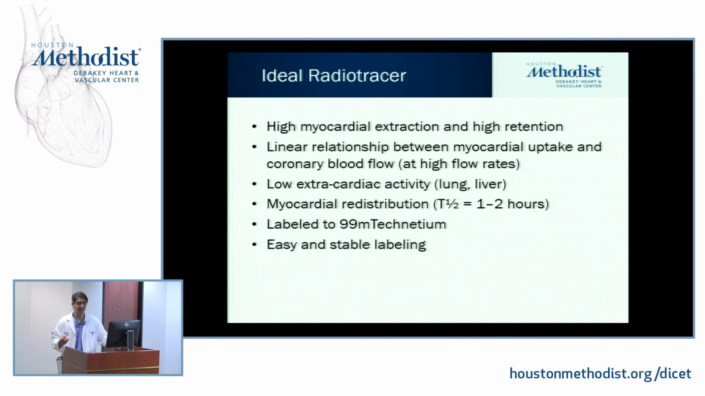We need a radiotracer. What's an ideal radiotracer? It has to track flow in proportion to blood flow, and it also has to be extracted by the heart in large amounts. So an ideal agent will do those two things. It'll also have low extracardiac activity. You don't want to see it going to the lung and to the liver. If it could redistribute, that would be great, because then you can do viability assessment.